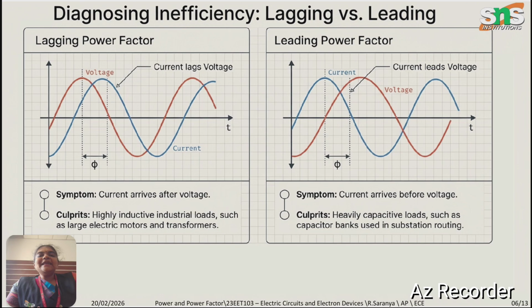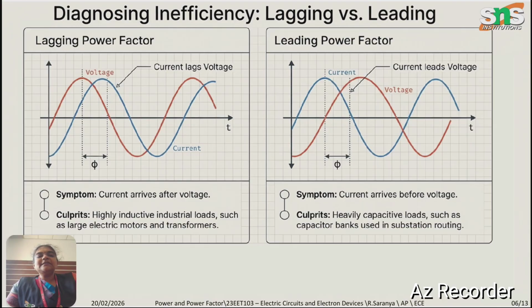So where it occurs is in highly inductive industrial loads such as large electric motors or transformers. When this type of scenario occurs, the current lags the voltage by the value of phi. Okay, so the current arrives after the voltage.